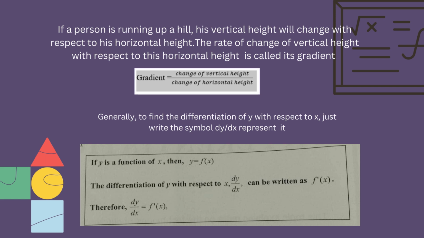Generally, to find the differentiation of y with respect to x, just write the symbol dy over dx to represent it. If y is a function of x, then y equals f(x). The differentiation of y with respect to x, dy over dx, can be written as f prime (x). Therefore, dy over dx equals f prime (x).